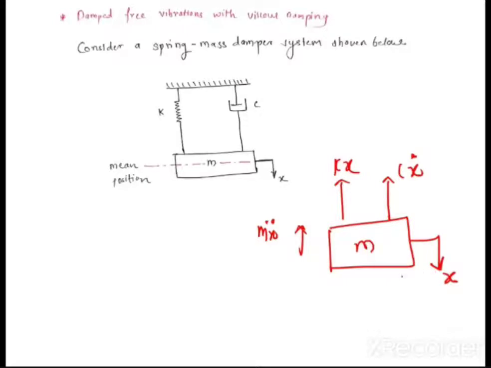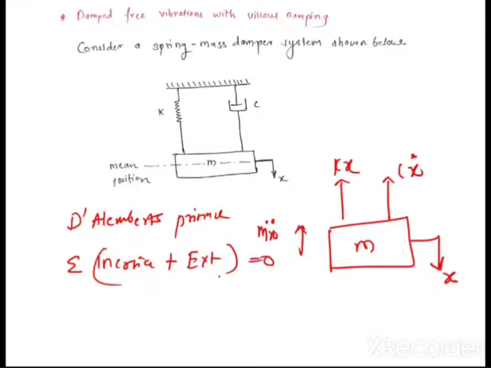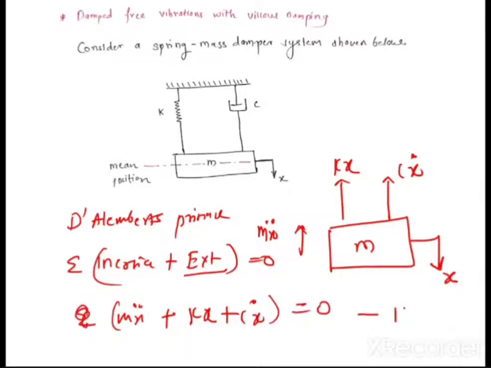Okay, now what is the next step? Apply D'Alembert's principle. What is D'Alembert's principle? Summation of inertia force plus external force is equal to 0. So what is the inertia force here? Summation of mx double dot. And what are the external forces? In the last problem, we had kx, the spring force, as the external force. Now we also have the external force c x dot. So that is equal to 0. Let me call this equation 1.